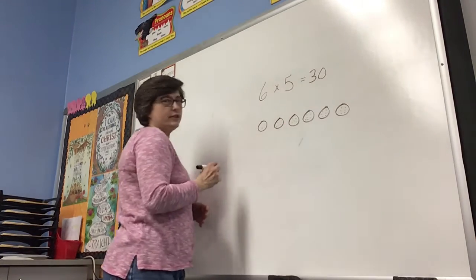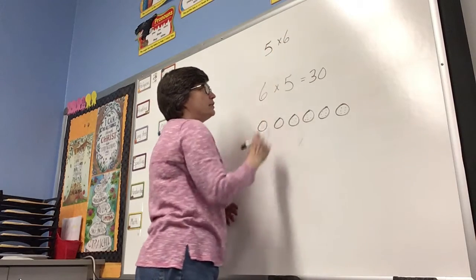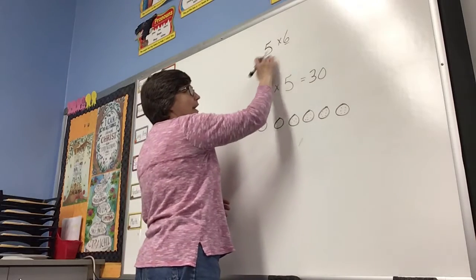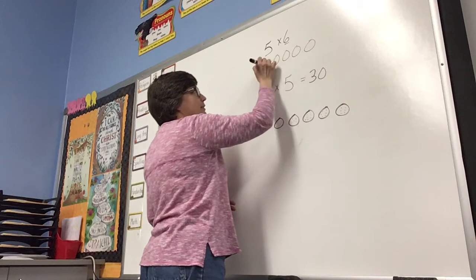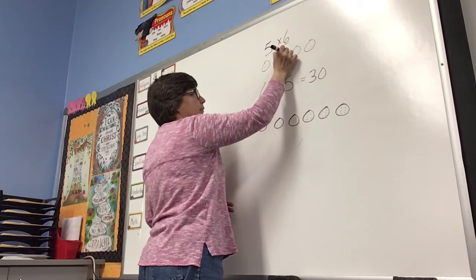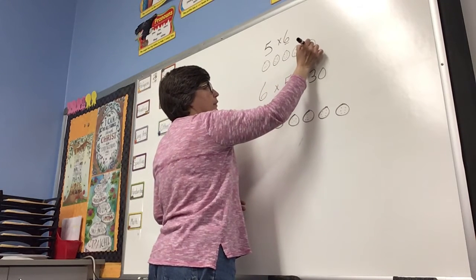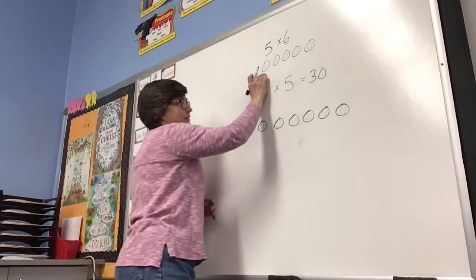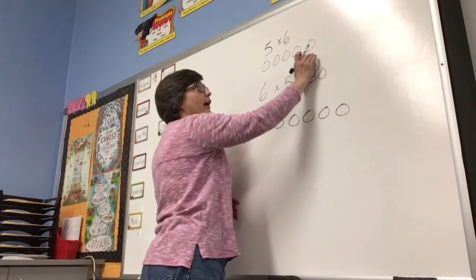What if I wanted to do 5 times 6? So it's talking about how many are in the group. So that is saying it's 5 groups, and there's 6 in each. Okay, so we'd count by 6s for that. So it'd be 6, 12, 18, 24, and 30.